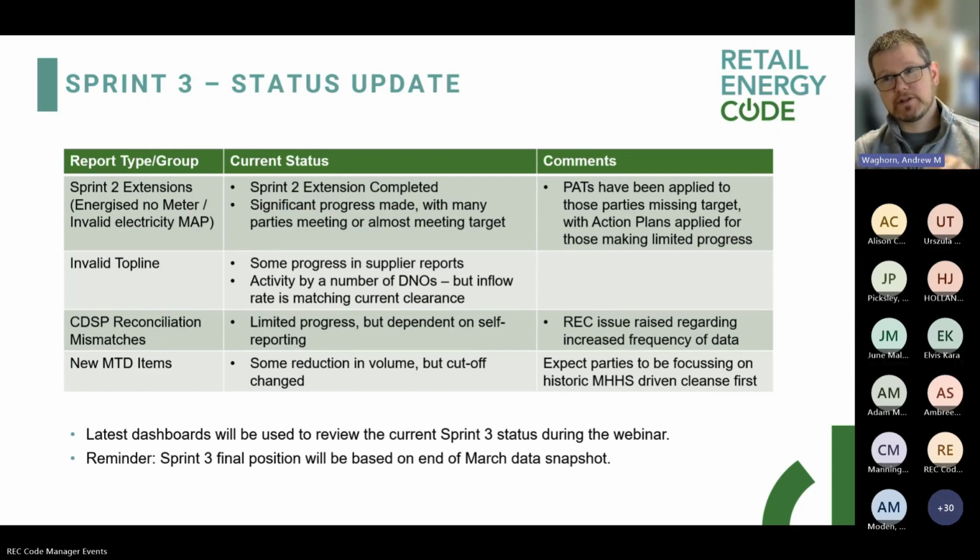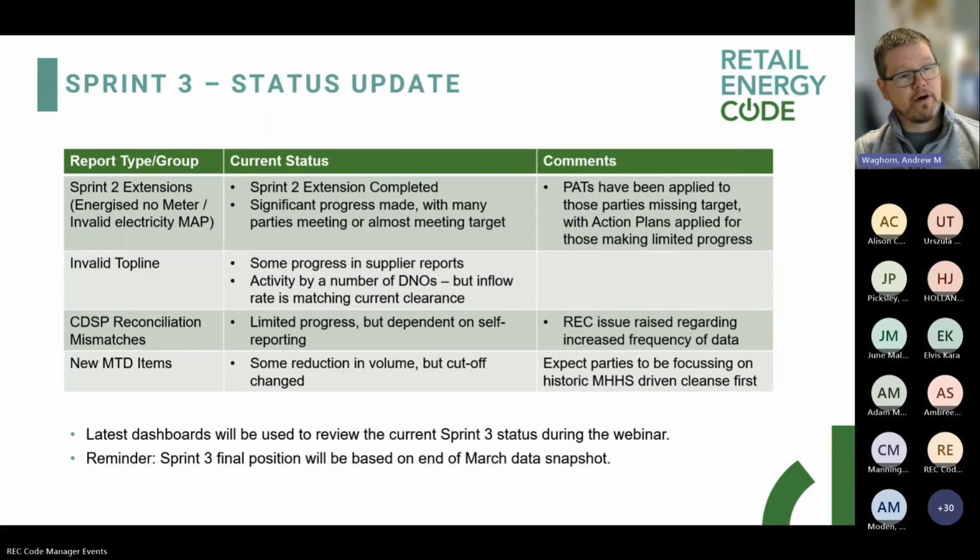For CDSP, we'd asked parties specifically to focus on those differences where all 3 data items that are matched are different. That is the meter serial number, the meter manufacturer, and the meter model. The CDSP reports do include all items, but a column tells you which items don't match. So focus should be on those where all 3 don't match, and we were hoping for a 60% reduction in that volume. Obviously, the measurement of that is reliant on the self-reporting.